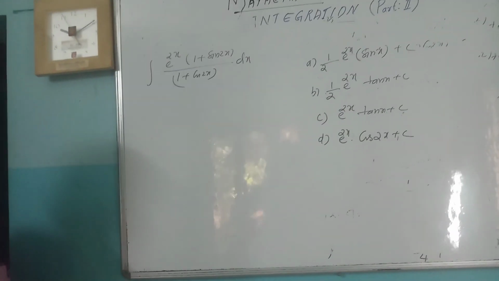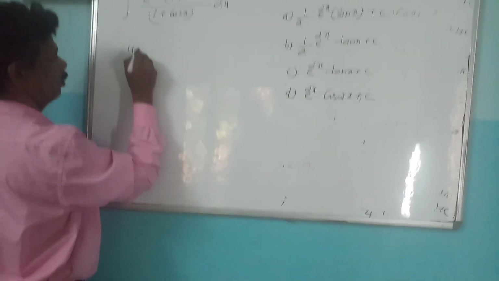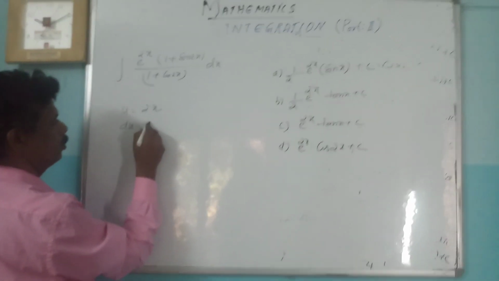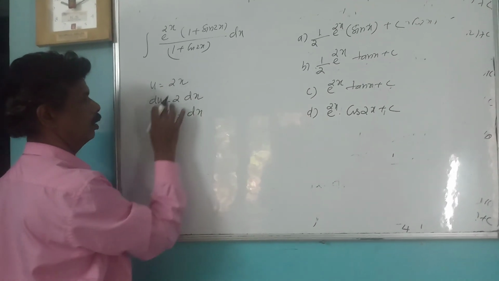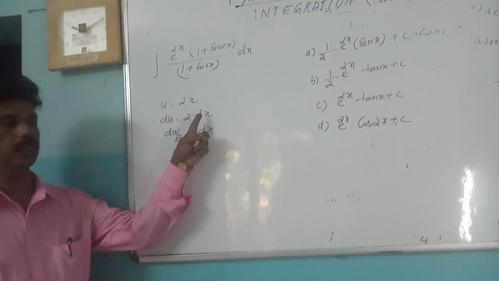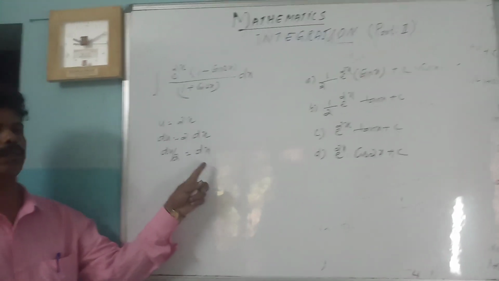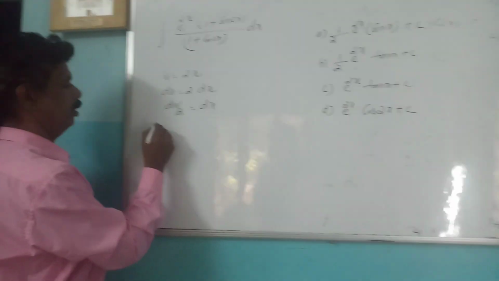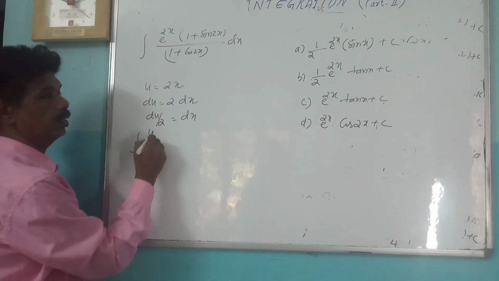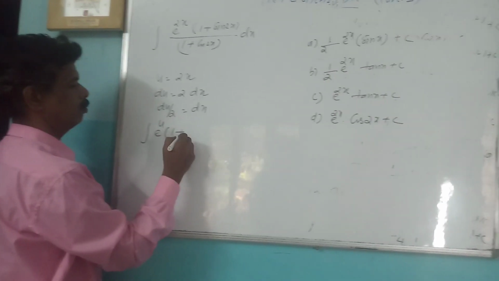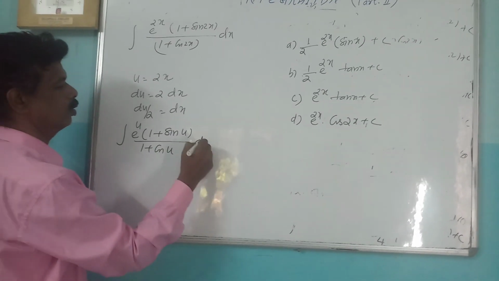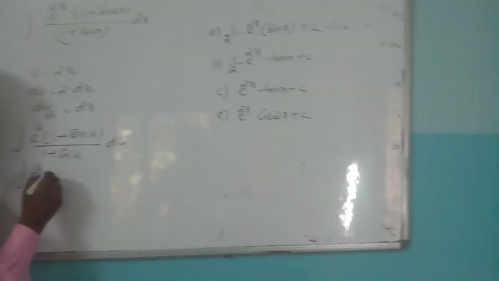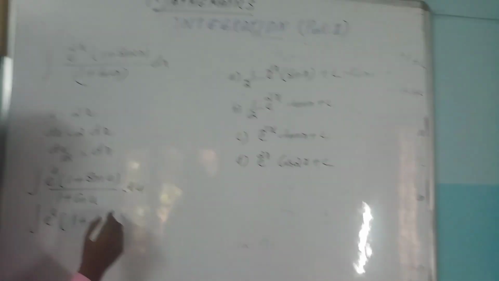Then, e raised to 2x into 1 plus sin 2x by 1 plus cos 2x dx. Let u equal to 2x, then du equal to 2 dx, so du by 2 equal to dx. Then we can write the integral of e raised to u, 1 plus sin u, divided by 1 plus cos u, du by 2.